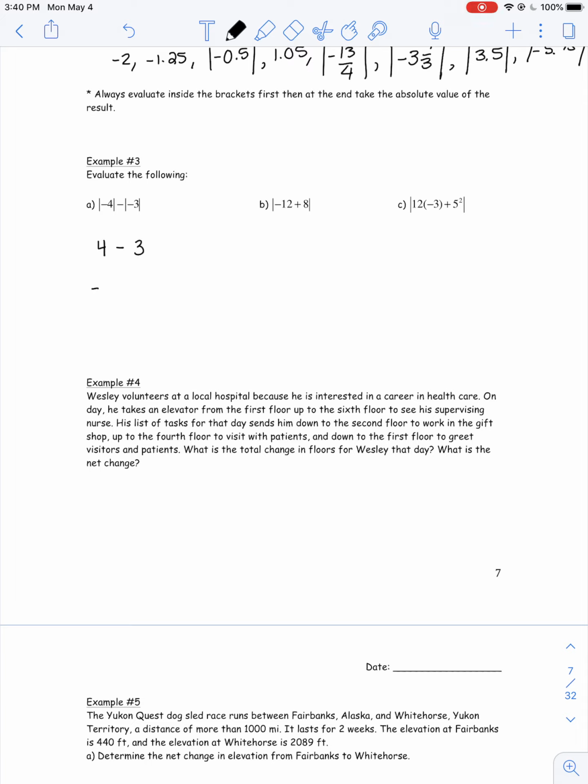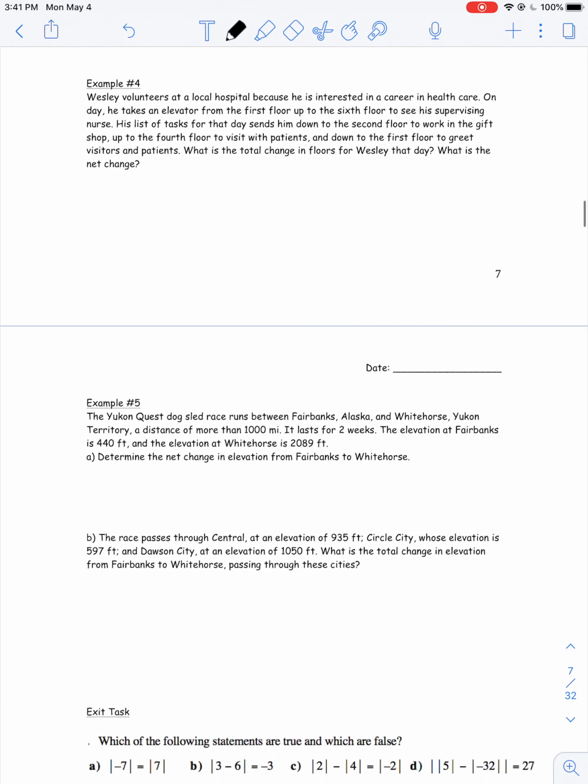Example number 3, the absolute of -4 is +4, subtract the absolute of -3, which is +3. 4 minus 3 is 1. Then we evaluate, treating it like brackets. Negative 12 plus 8 is negative 4, and the absolute of negative 4 becomes positive 4. Then we have 12 times negative 3, which is negative 36, plus 5 squared, which is 25. That becomes negative 11 within absolutes, which becomes positive 11.